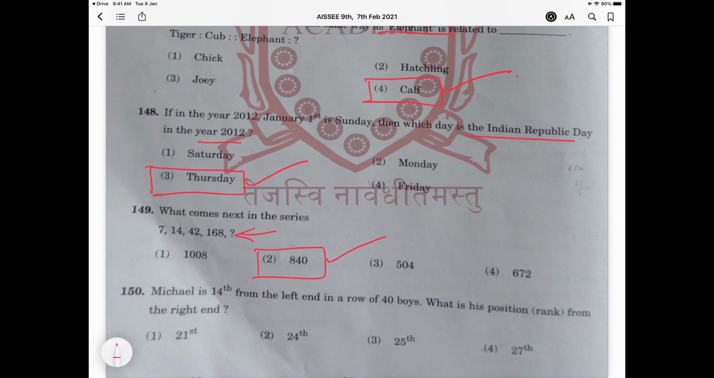Michael is 14th from the left, in a row of 40 boys. What is his position from the right hand? And his position is 27th. Option number 4. So alright students, here we end the solution portion.